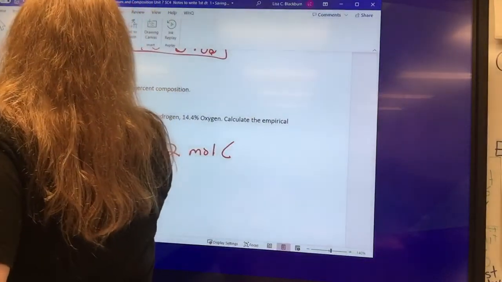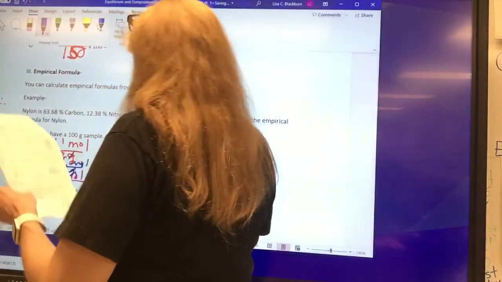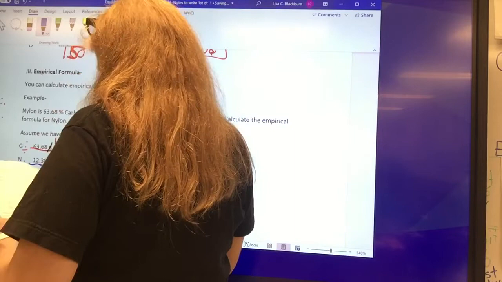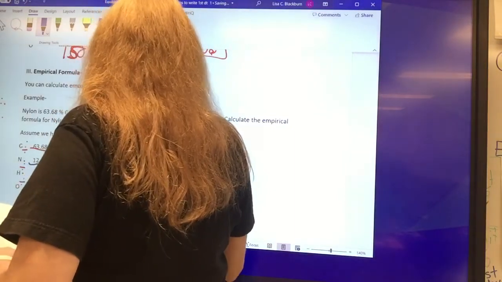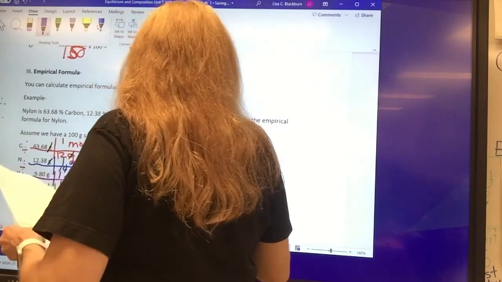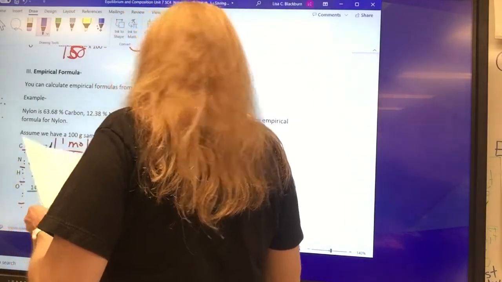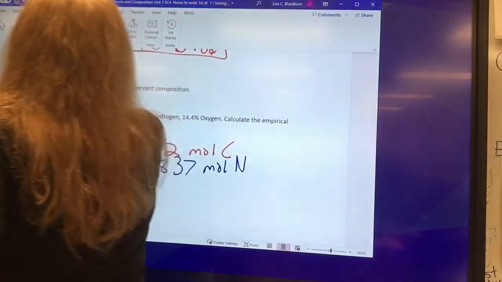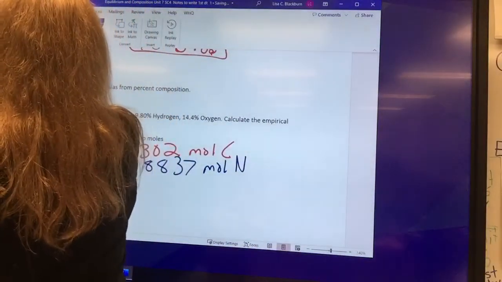Okay, now I need blue. So this one is, I did more for this one, 0.8837. We just want lots of decimal places for this, or else you will get things wrong. So this is something we do not round too much on.